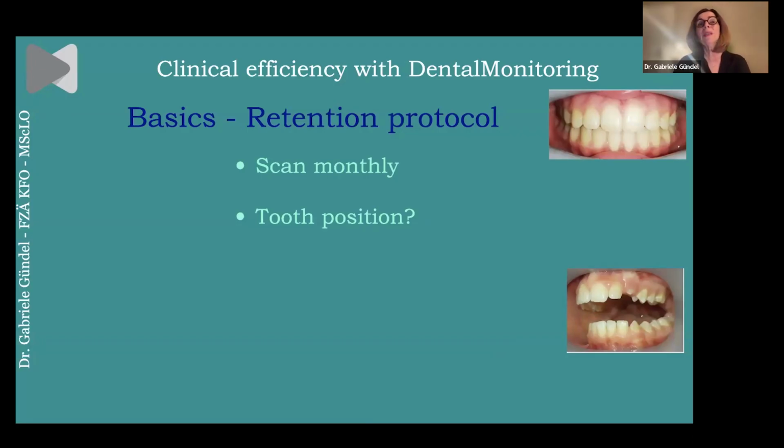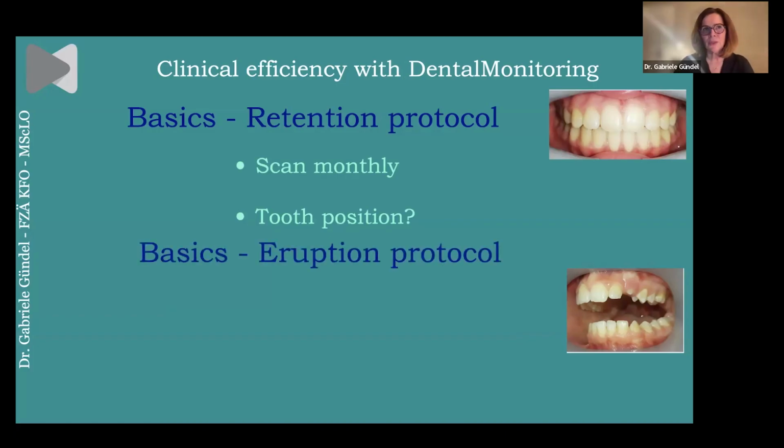And with a 3D matching, I will show you slides of this later, you can really identify if there is any tooth movement, if a retainer is broken or something like that, if there is a relapse starting. This is really, really good to detect.